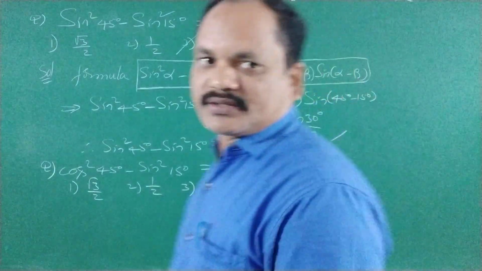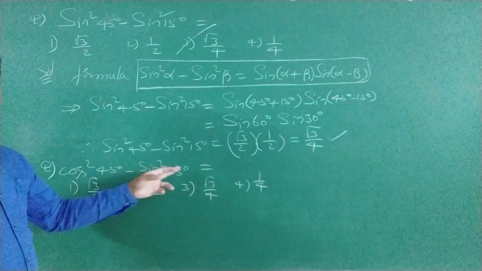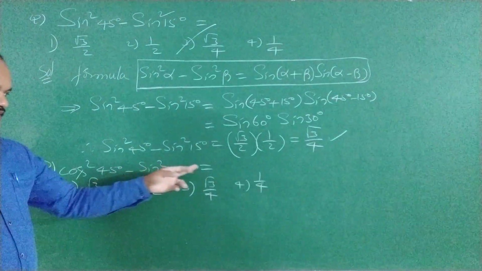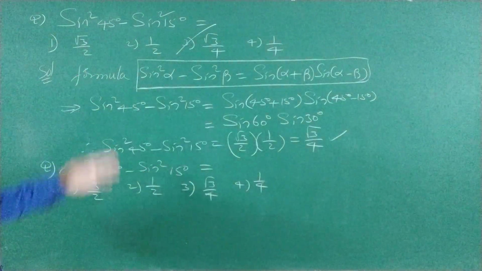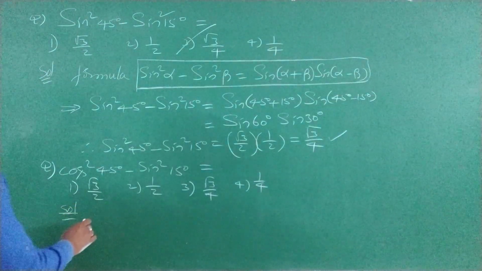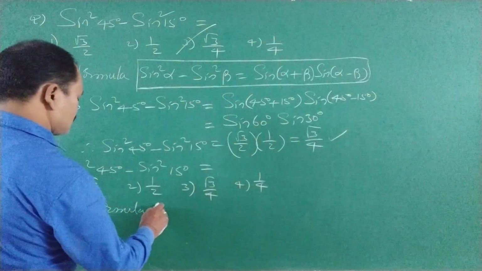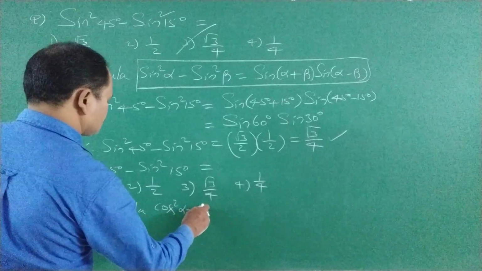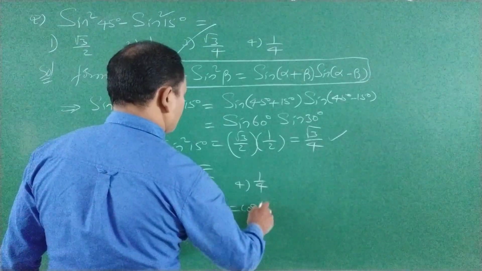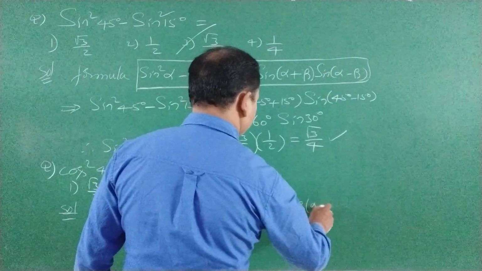Now similar to the previous one, in terms of cos: cos square 45 degrees minus sine square 15 degrees is equal to, with the same options as before. Now the solution for this one. We know the formula. What is the formula? Cos square alpha minus sine square beta is equal to cos alpha plus beta into cos alpha minus beta.